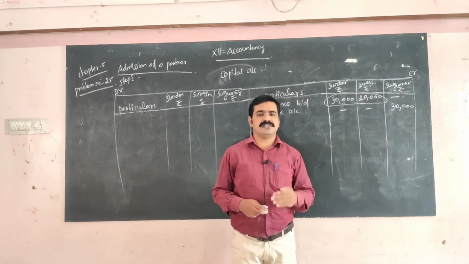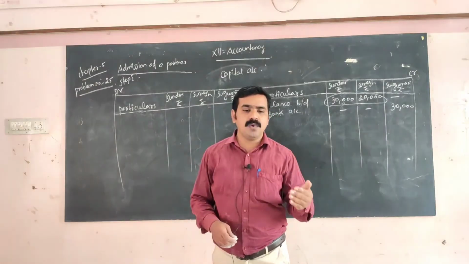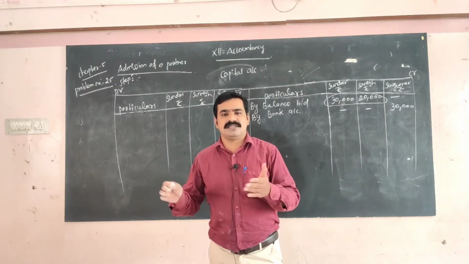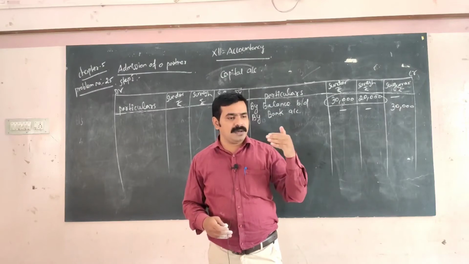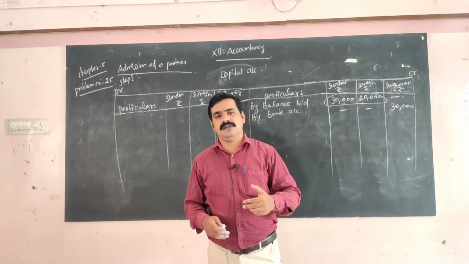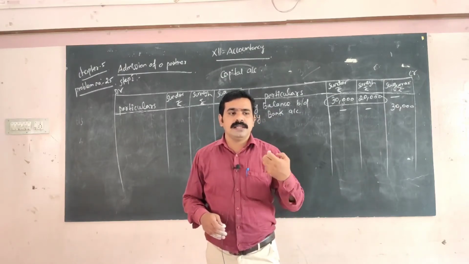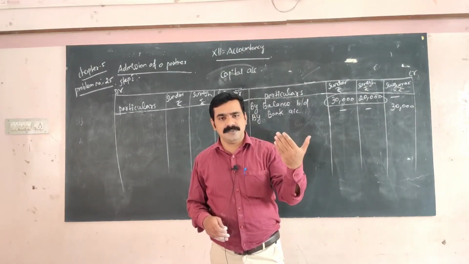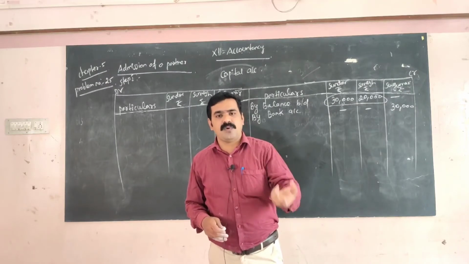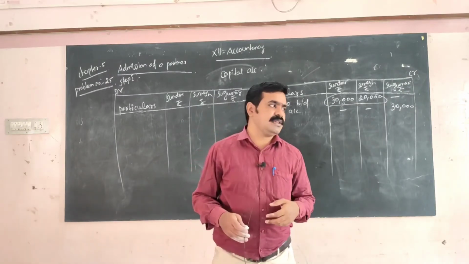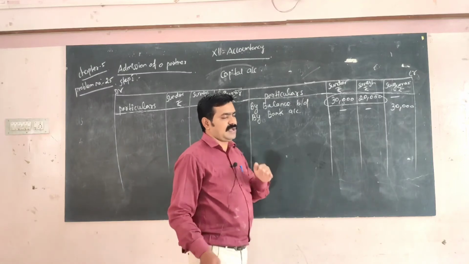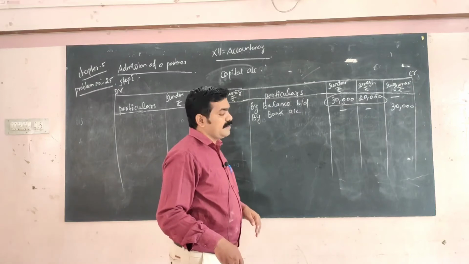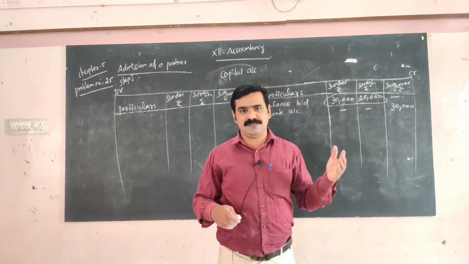Then the workman compensation fund is the amount set aside to compensate your workers. When workers need some amount, the company has to provide that amount. That is called the workman compensation fund. So now I have to distribute. How will I distribute?